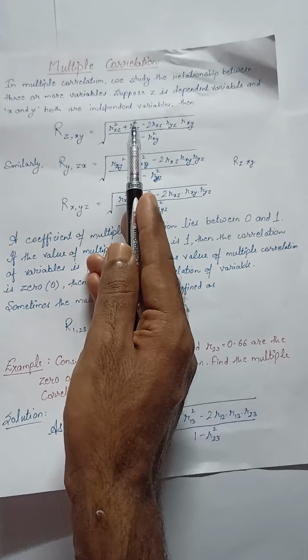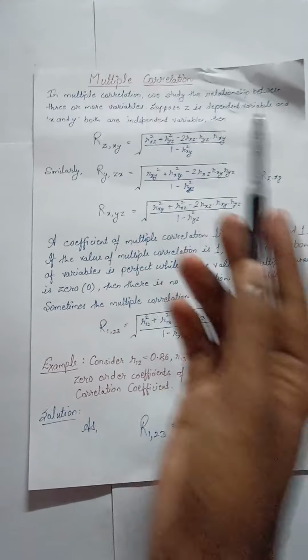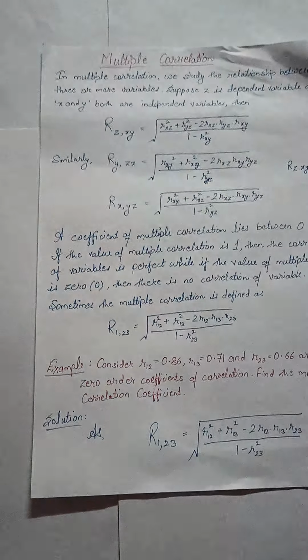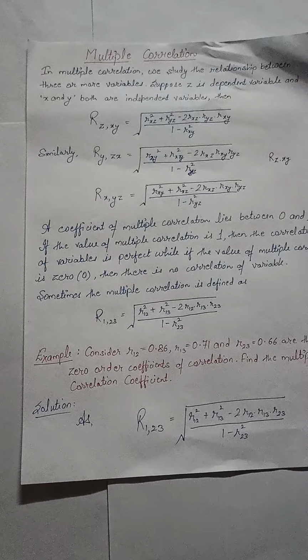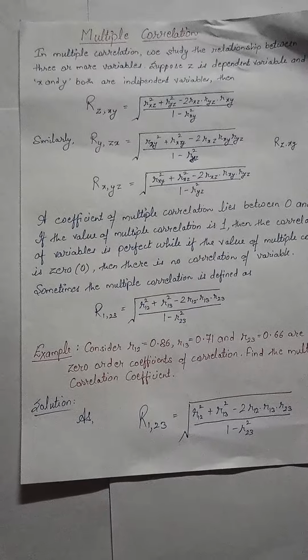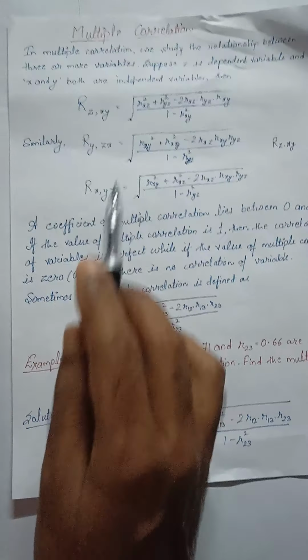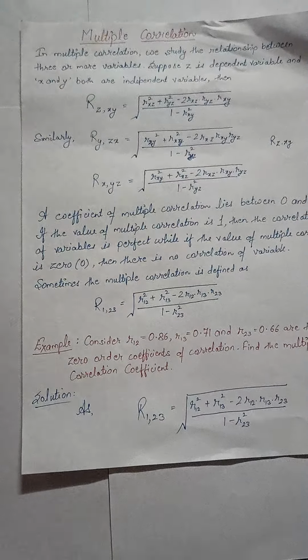So the squares of these zero-order correlation coefficients, and after that minus twice the multiplication of all the three zero-order correlation coefficients, that is rxz into ryz into rxy. Similarly, you can also find ry dot zx and rx dot yz.